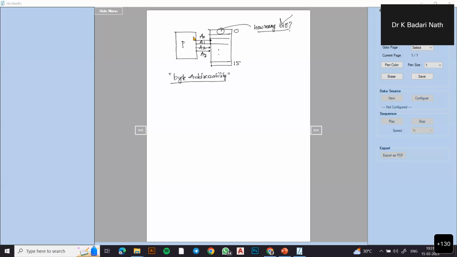So what does byte addressability mean? It means that if the processor has 16 addresses, because 4 address lines are there, every address represents only 1 byte of information. So how many bits are there in 1 byte? 8 bits. So one address is always referred to as 8 bits. This is the meaning we have to understand.